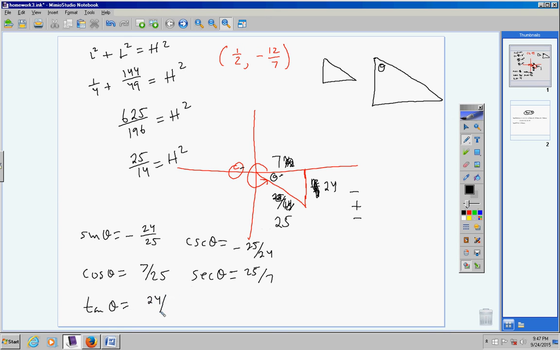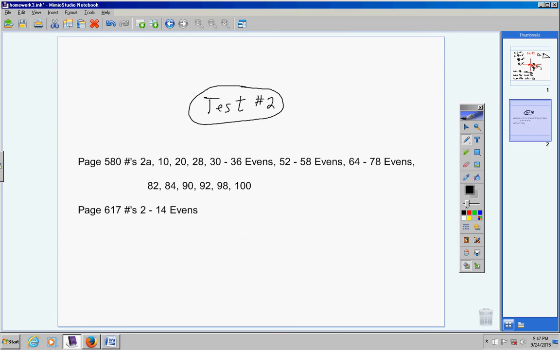But don't forget to check your sign. Tangent is negative in this quadrant. And so cotangent would be the inverse, which is negative 7 over 24. There we go. Let me check my tangent real quick. Opposite over adjacent. Yeah, that's right. Okay, guys, moving on to the next problem, which is number 20.